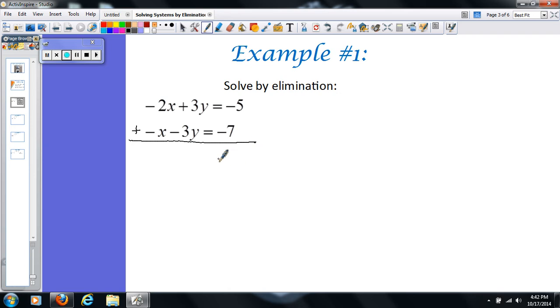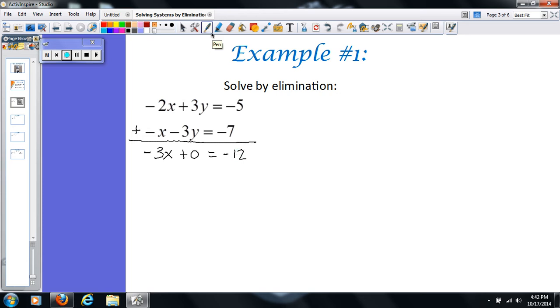Now, your simplifying rules apply here, so you can only add like terms. So I have an x and I have an x here. These are what we call like terms, so I'm going to add them together. Negative 2x and negative 1x gives me negative 3x. Plus 3y minus 3y gives me plus 0. Equals negative 5 and negative 7 is negative 12.